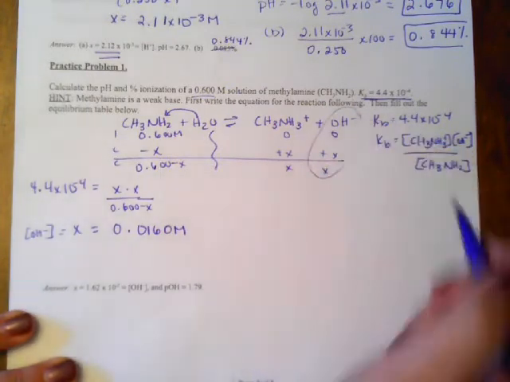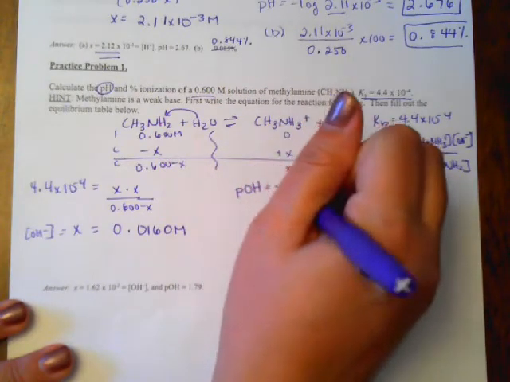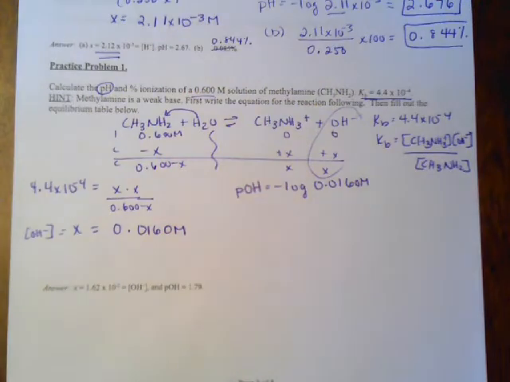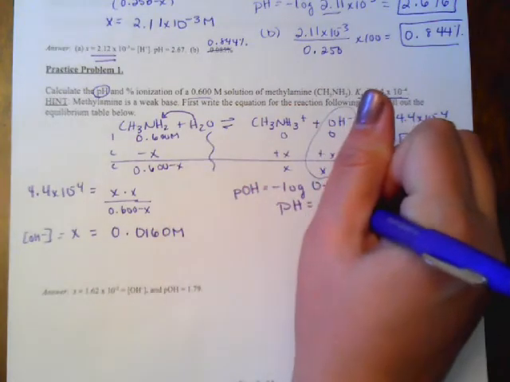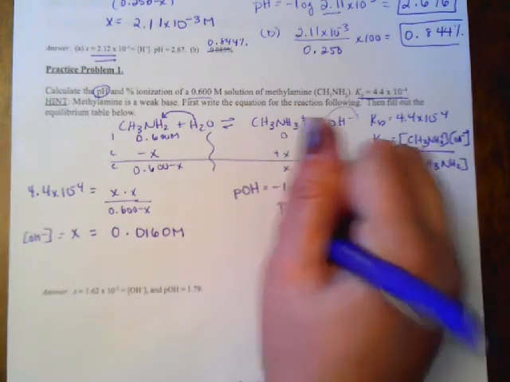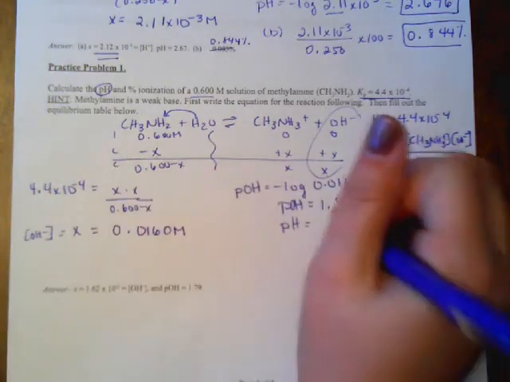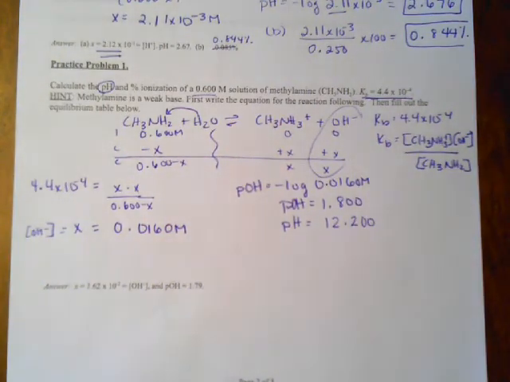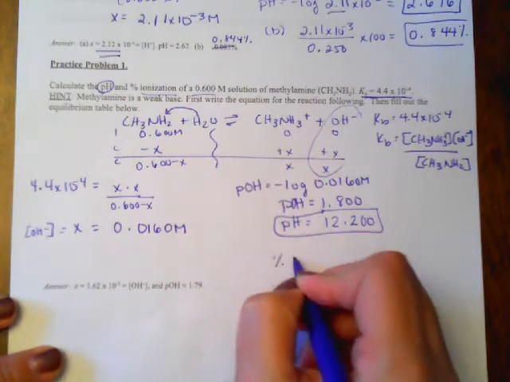X is our hydroxide. And since we want our pH, we would first find our pOH, take the negative log of 0.0160, and we find that our pOH is 1.800. Then our pH would be 14 minus that, which gives us 12.200.